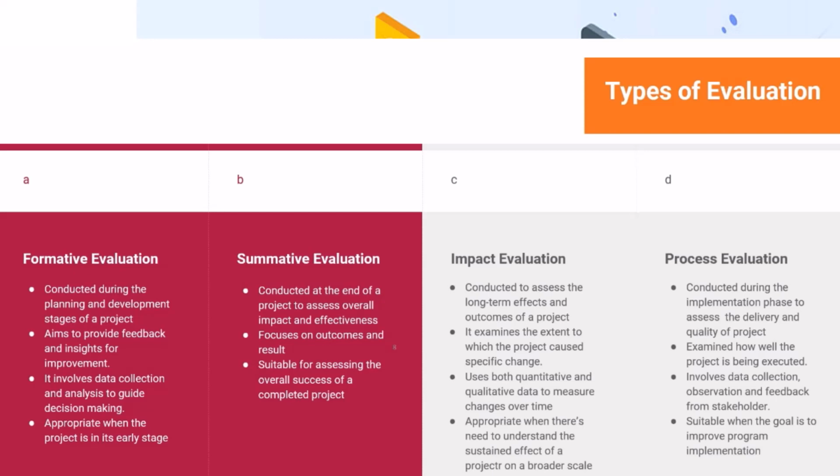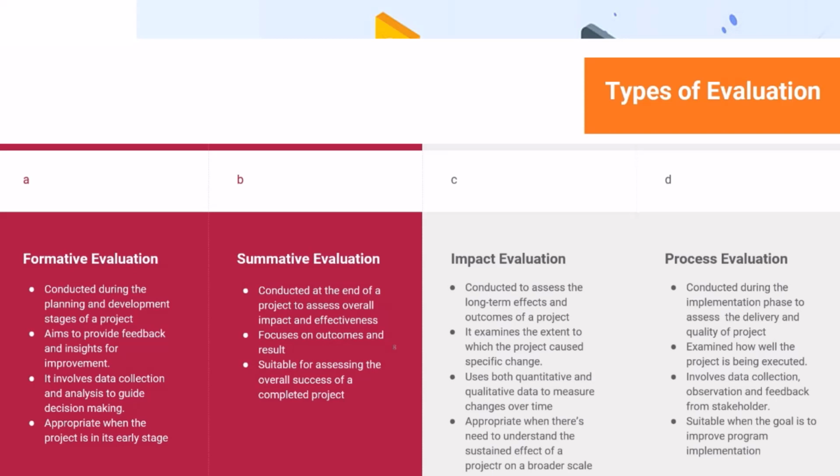So then the other one is summative evaluation. This is usually conducted at the end of the project to assess overall impact and effectiveness. It focuses mainly on outcome and results of whatever you are doing. So it is most suitable for assessing the overall success of a completed project.